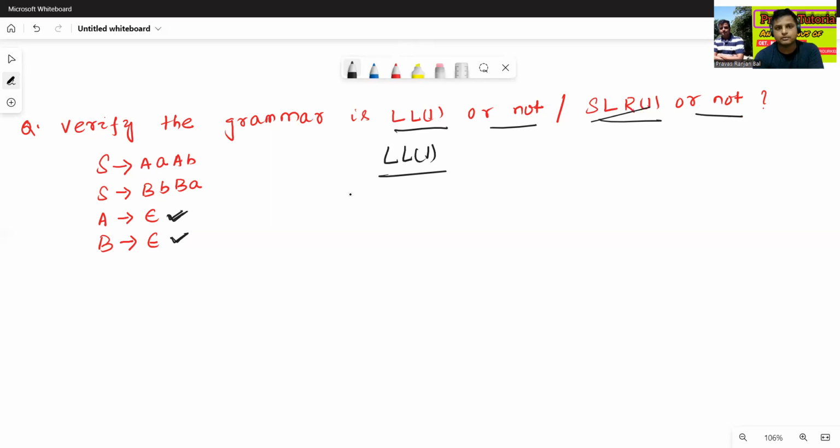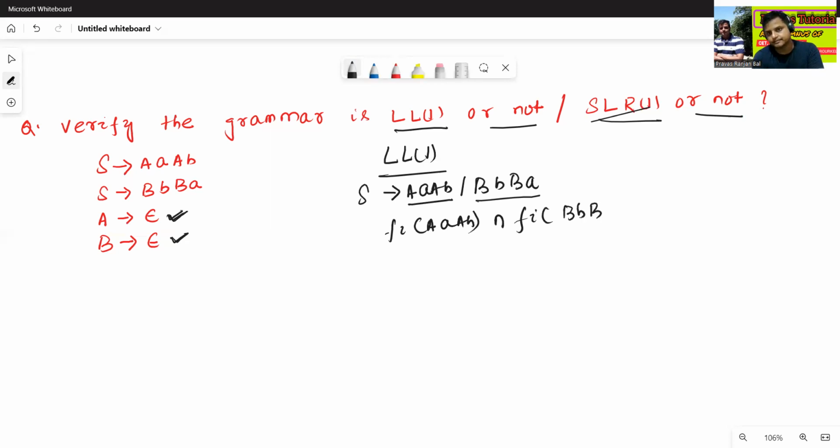Now we'll check S. S has two productions: S to A B and S to B B B A. Since S has two productions, we'll find first of this one and first of this one. So first of A B intersection first of B B B A. First of A contains epsilon. Since it contains epsilon, we'll remove epsilon and go to the next one. That means first of this one is nothing but a.